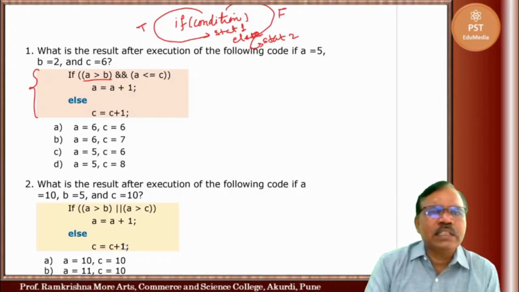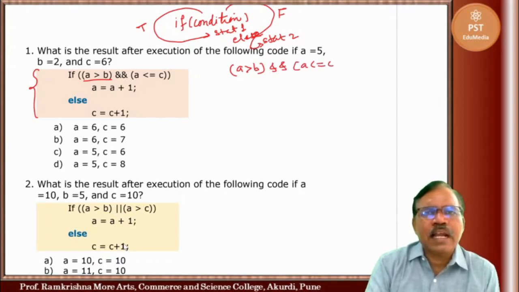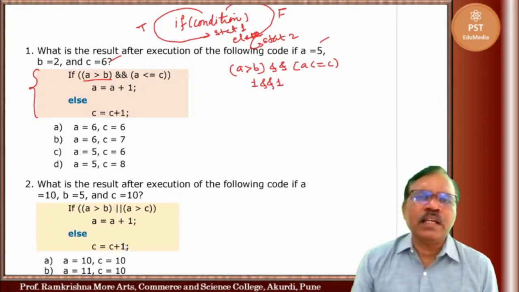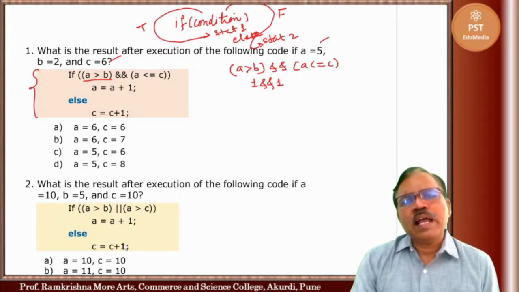Now here the logical AND operator is used. A greater than B and A less than or equal to C. Now A equal to 5, B equal to 2. So A greater than B is true, so it will give you result 1. And A less than or equal to C: C is 6, A is 5, so this is also true. So this one will give you result 1. So 1 and 1 gives you 1.